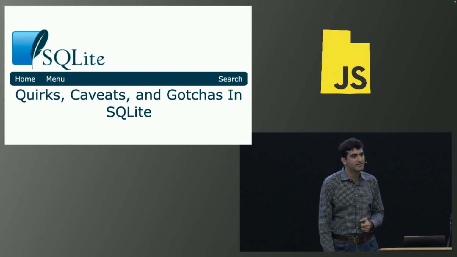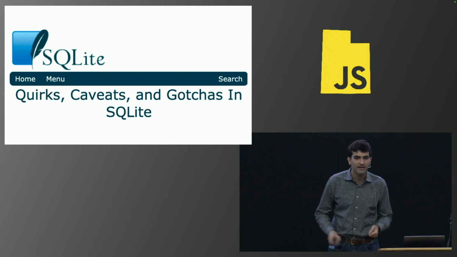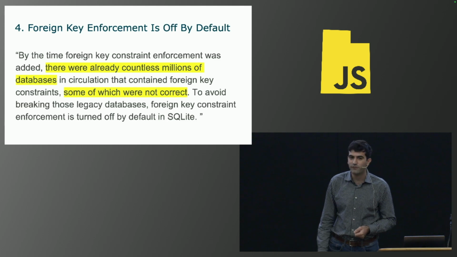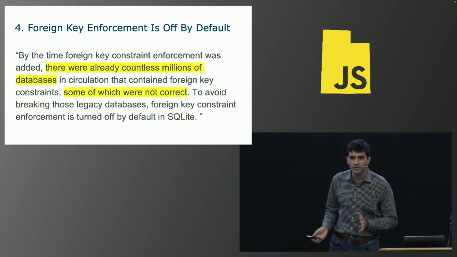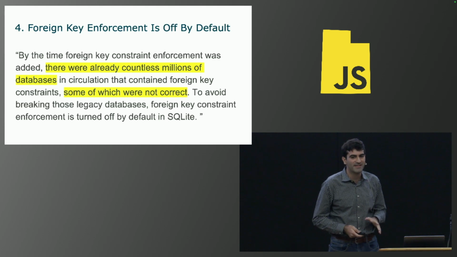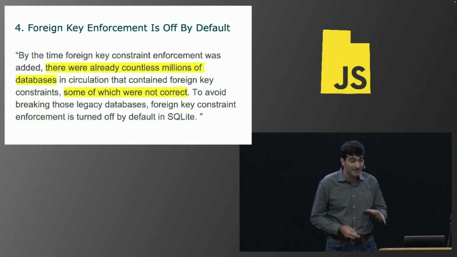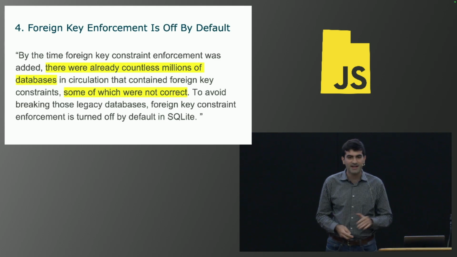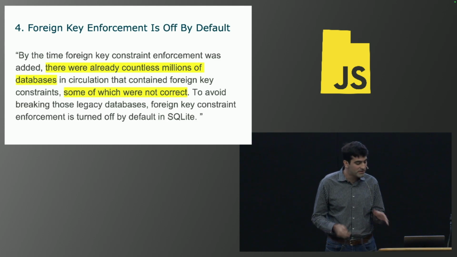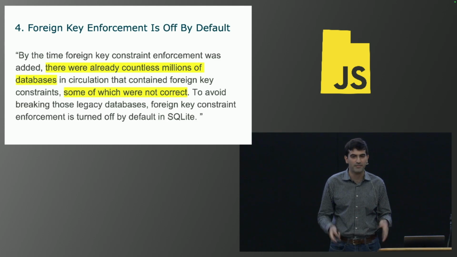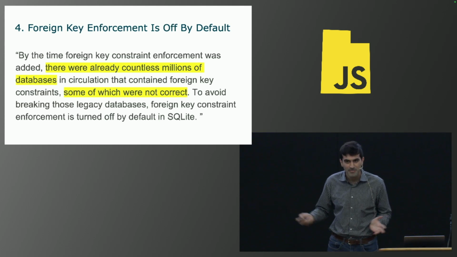And these are basically things that SQLite got wrong at one point in time and are now stuck with. It includes stuff like foreign key enforcement is off by default, which is ridiculous. You would never build a new database and not enforce foreign keys. But as the documentation says, by the time they made SQLite capable of enforcing foreign keys, there were millions of databases, and some of those would not have been correct. And so they said, fine, it's off by default forever.